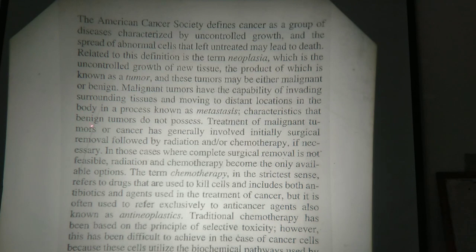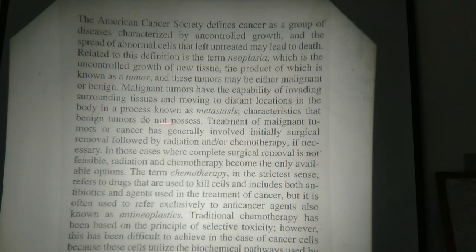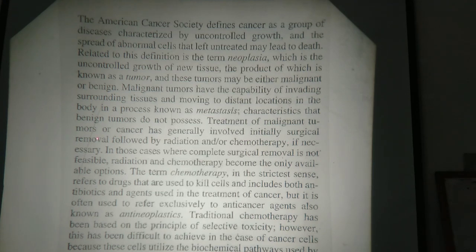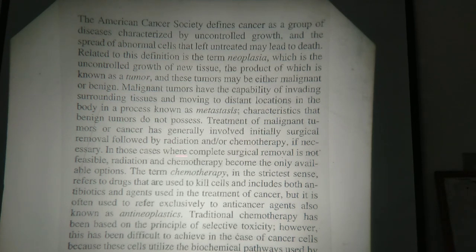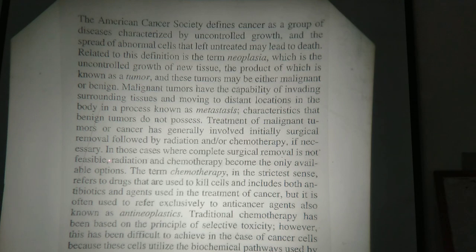Benign tumors do not possess these characteristics. The treatment of malignant tumors or cancer has generally involved initially surgical removal. First of all, we should move towards surgery, followed by radiation or chemotherapy. If necessary, in those cases where complete surgical removal is not feasible, radiation and chemotherapy become the only available option.